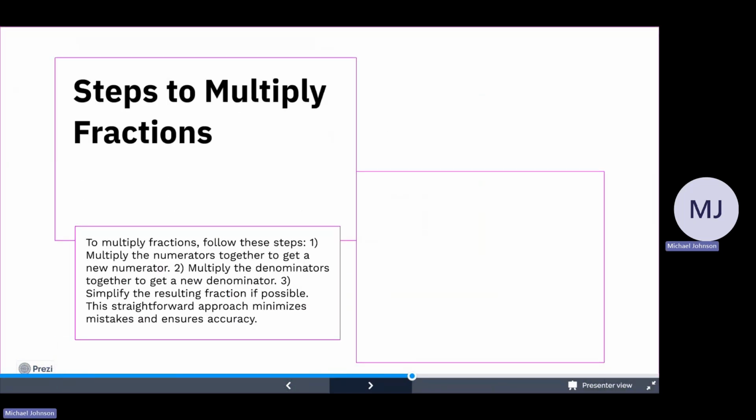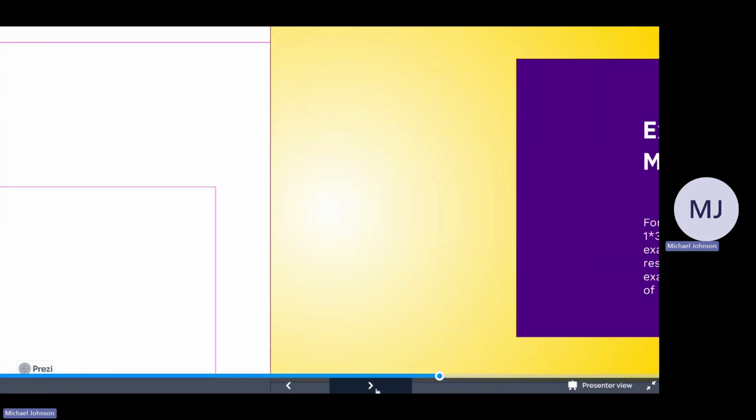To multiply fractions, follow these steps. 1, multiply the numerators together to get a new numerator. 2, multiply the denominators together to get a new denominator. 3, simplify the resulting fraction if possible. This straightforward approach minimizes mistakes and ensures accuracy.